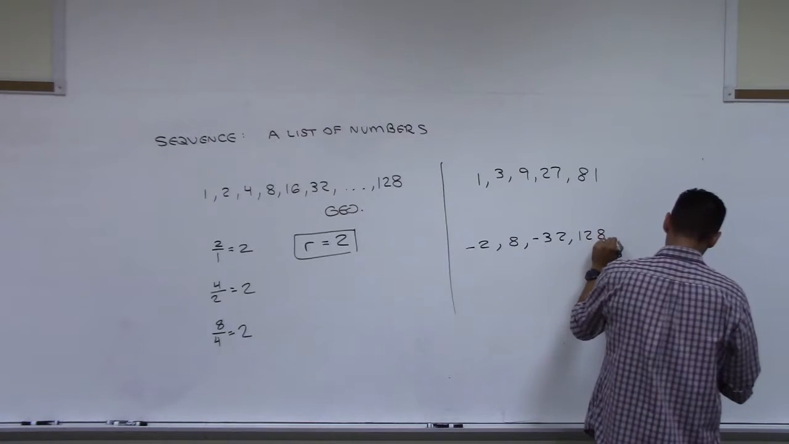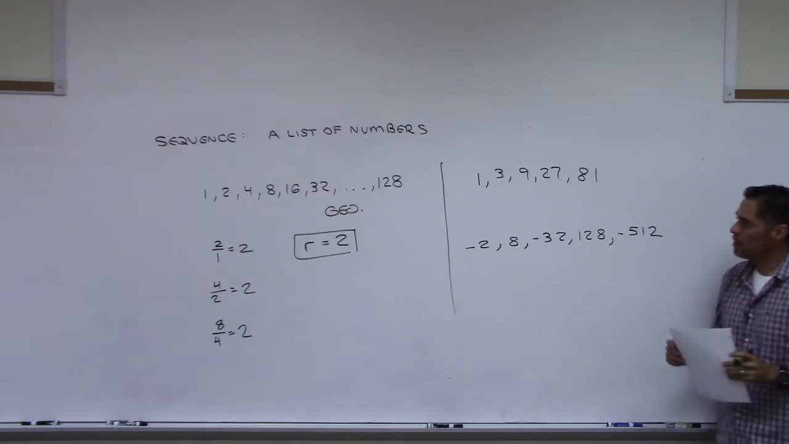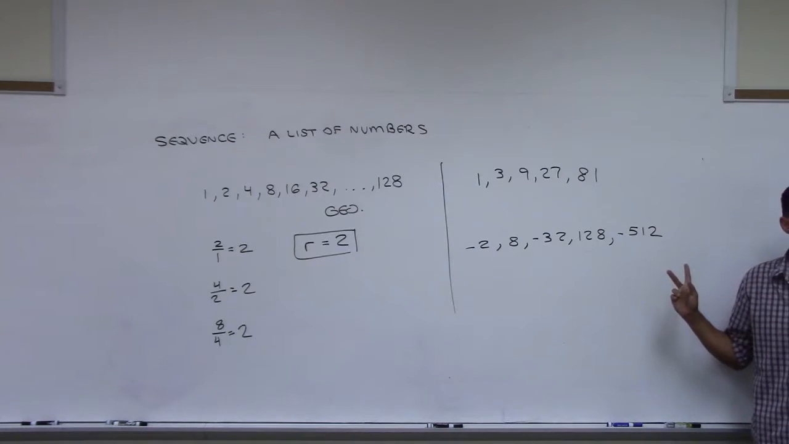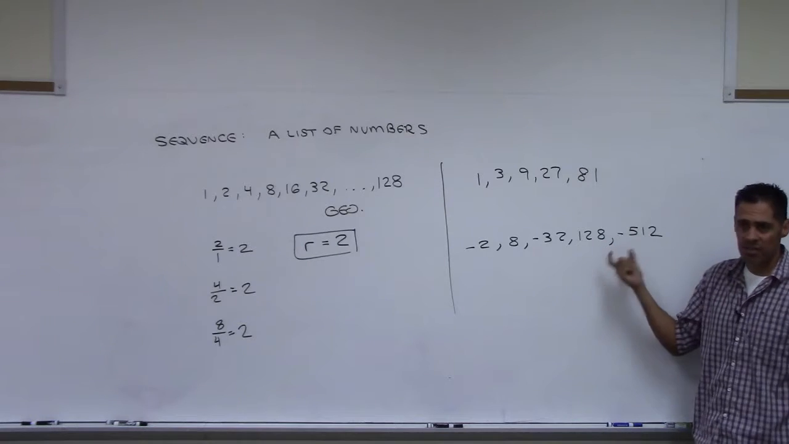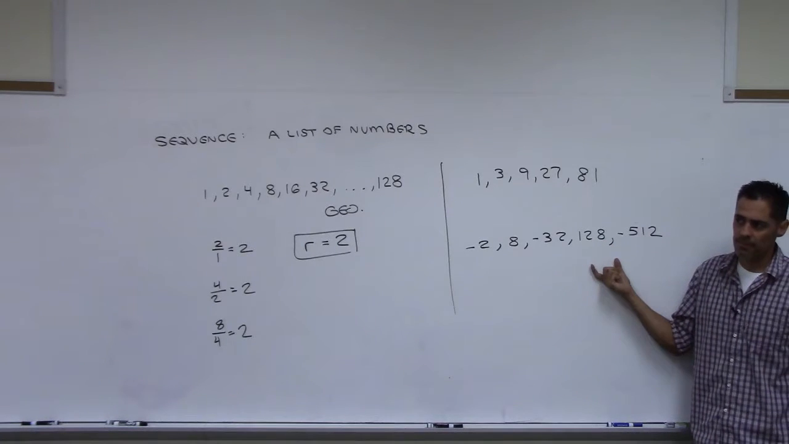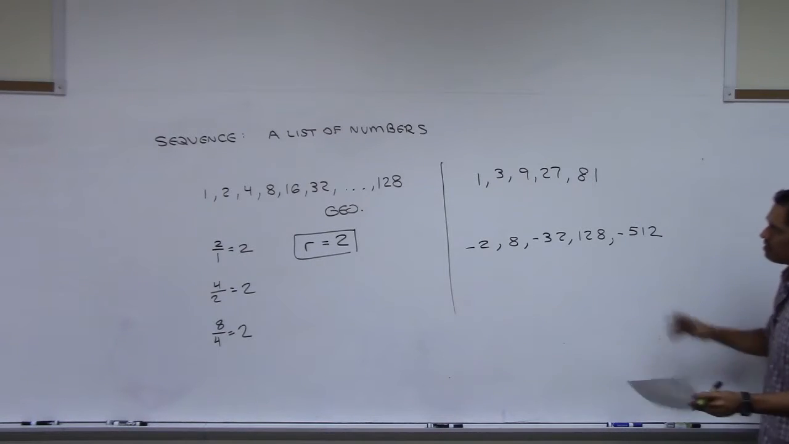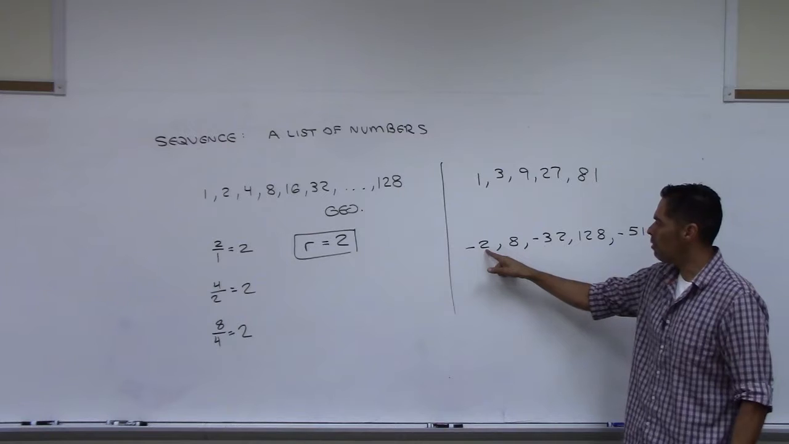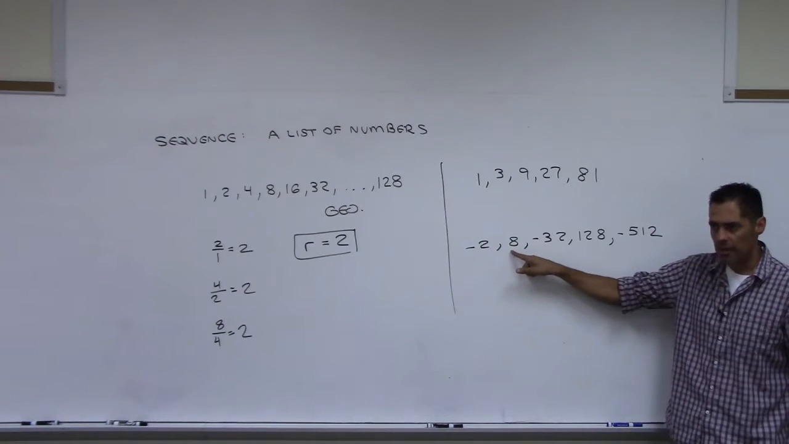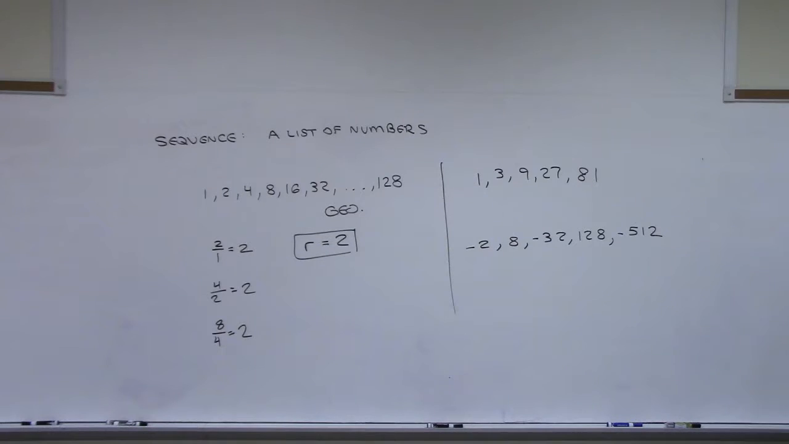What's cool about this one is this is the first sequence we've actually seen where your signs are alternating. You've got a negative, then a positive, then a negative. We actually call these alternating sequences. It's not for this class, but that's what we call them. If I take this over this, I get -4. This over this is also -4. This over this is also -4. So we got our common ratio of -4.